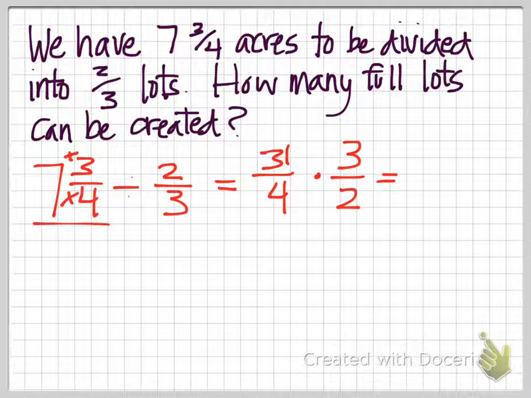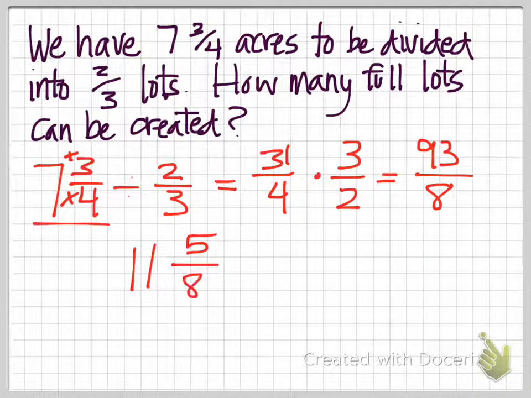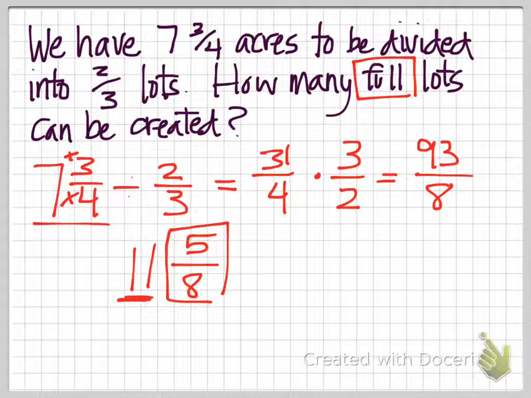31 times 3 is 93. 4 times 2 is 8. Now if we divide 93 by 8, we get 11 with a remainder of 5 over 8. Now we're asked how many full lots we can create. Well, 5/8 is not a full lot. So our answer is 11. We can create 11 full lots out of our 7 3/4 acres.